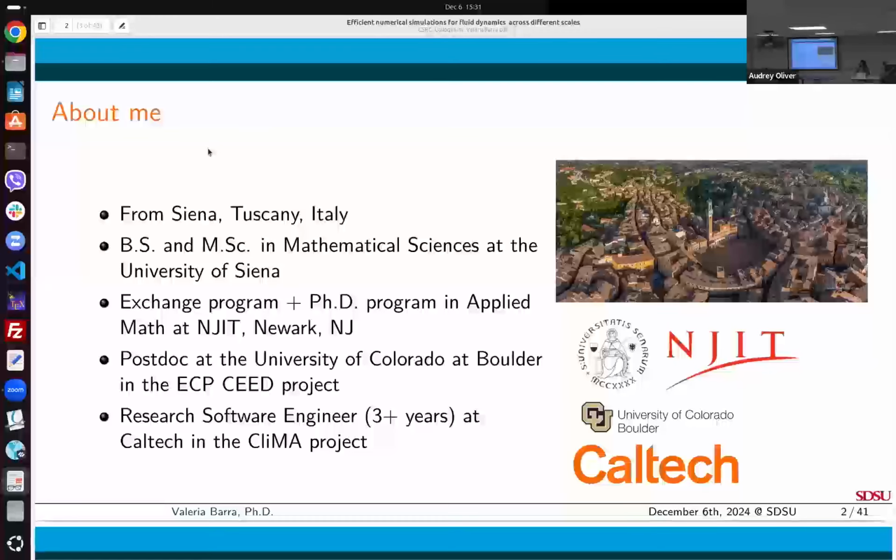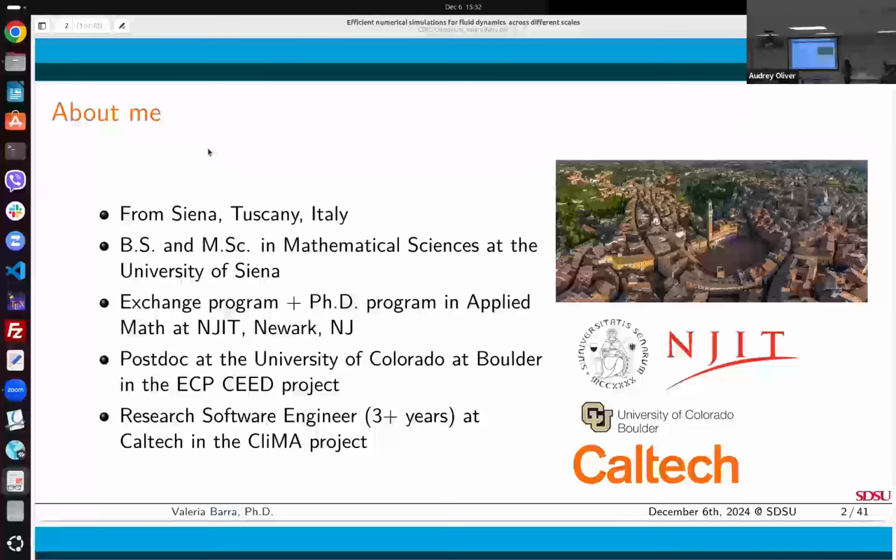Before diving in, I just want to tell you a little bit about myself, where I grew up. I grew up in Siena, Tuscany, Italy. This is a beautiful picture of our historic town center. A lot of people ask me why I left when I talk about where I'm from.